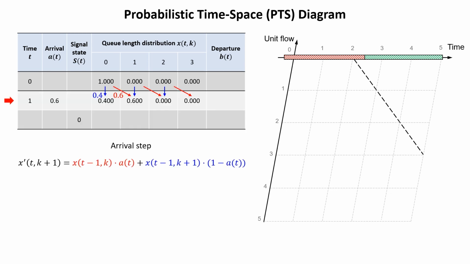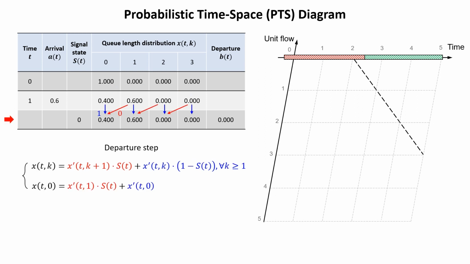At time step 1, the probability of an arrival is 0.6. The red and blue arrows represent the transition probability to the queue length distribution after the arrival step, denoted as x prime. During the departure step for time 1, given a signal state of 0, blue and red arrows represent the transition probabilities to the final queue length distributions.